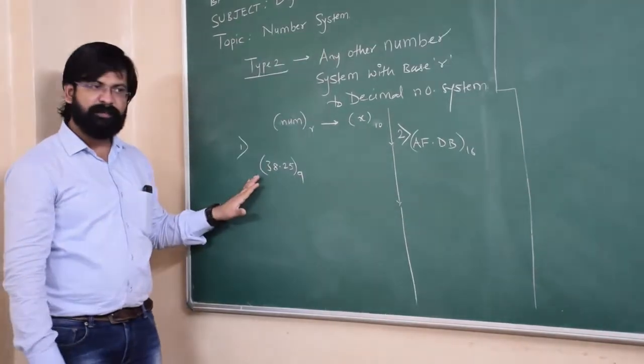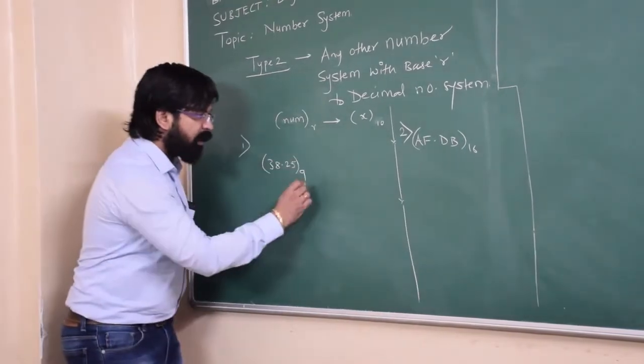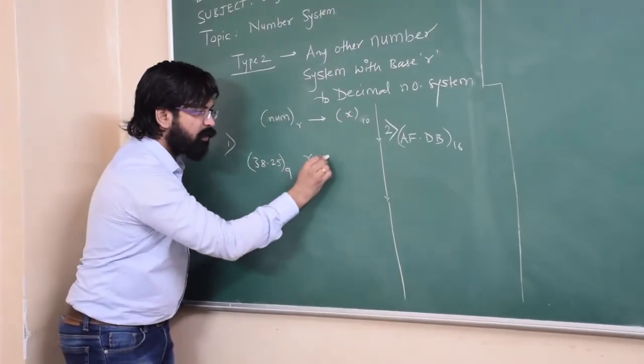Let us start with this example. There is 38.25. Do you see the base is 9? Meaning that if I compare with the standard example I have given, r is equal to what? 9.